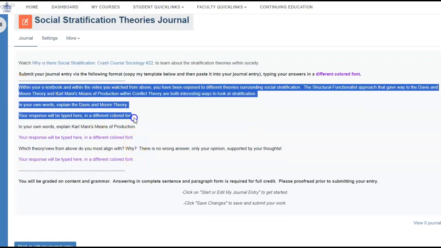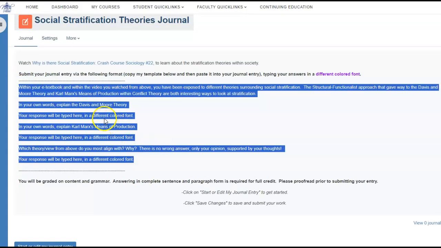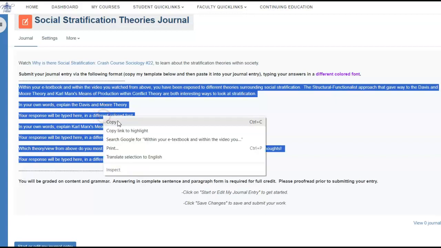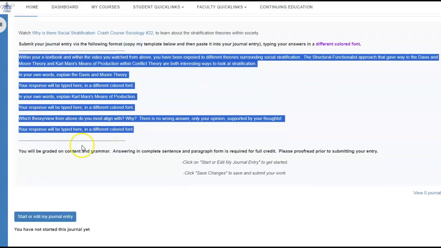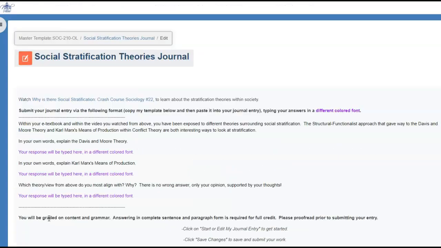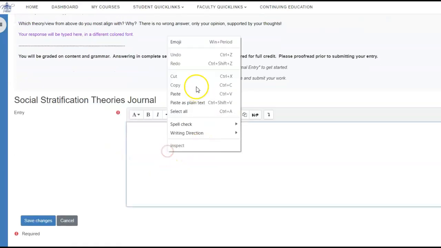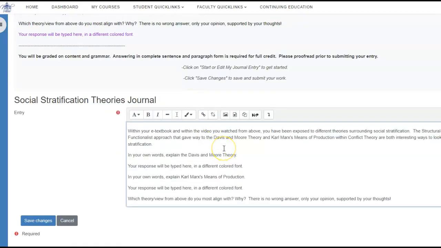I just want to remind you that formatting is important. We are going to copy all of the items between the dotted lines, click the Start or Edit My Journal Entry button, and paste that into the entry box, so that you have a correct set of formatting.